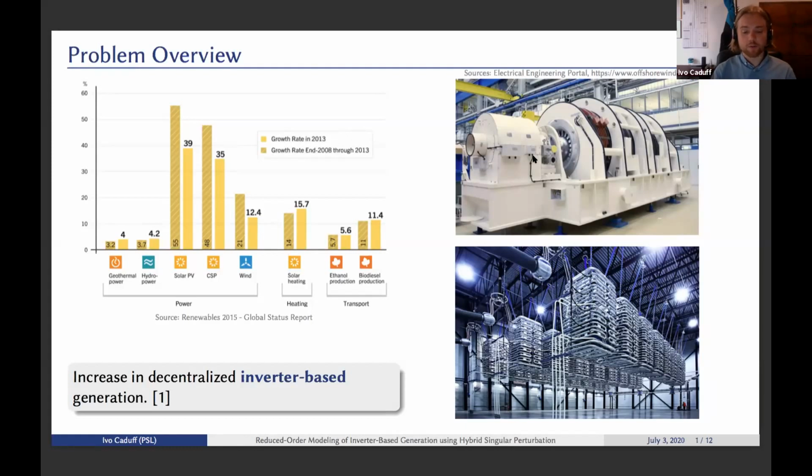Firstly, the spread of decentralized inverter-based generation. This forces simulations to include more and more individual units. The increase can be seen in the plot on the left-hand side, which shows the large growth rate for solar and wind power. This increase has two effects on simulation complexity. Firstly, the number of units that are individually modeled, and secondly, the complexity of inverter models themselves. This is because inverter models used in dynamic power system simulations consist of more states than models of synchronous generators.